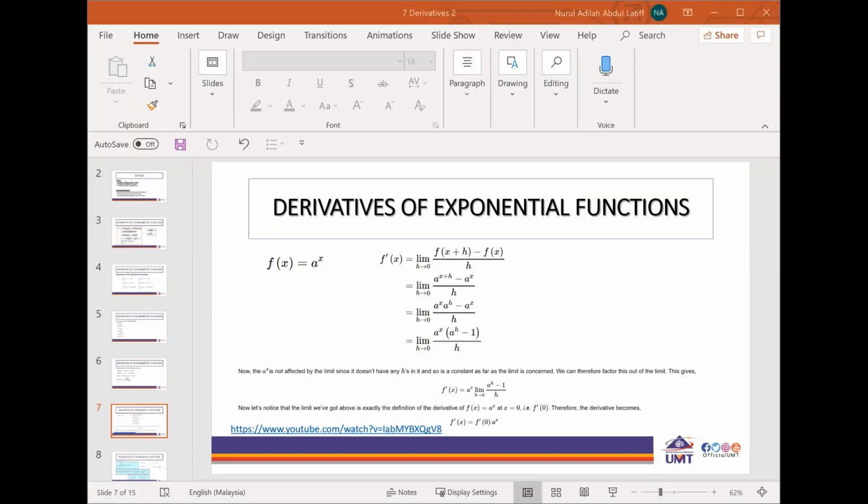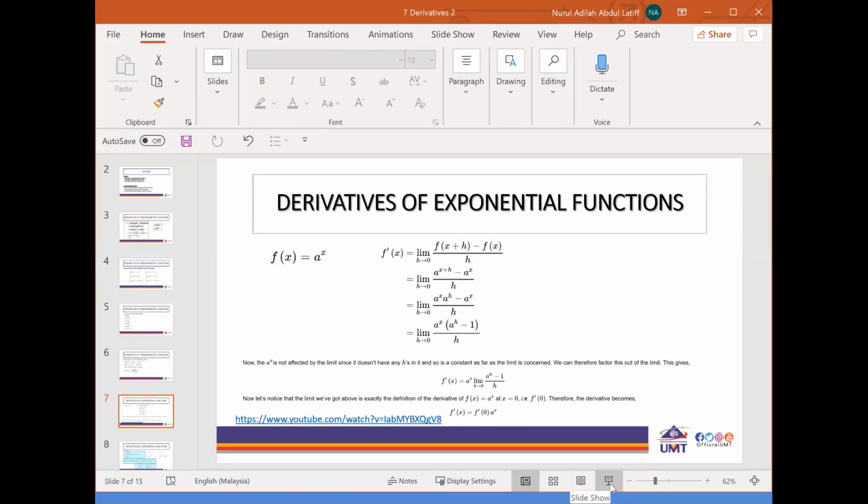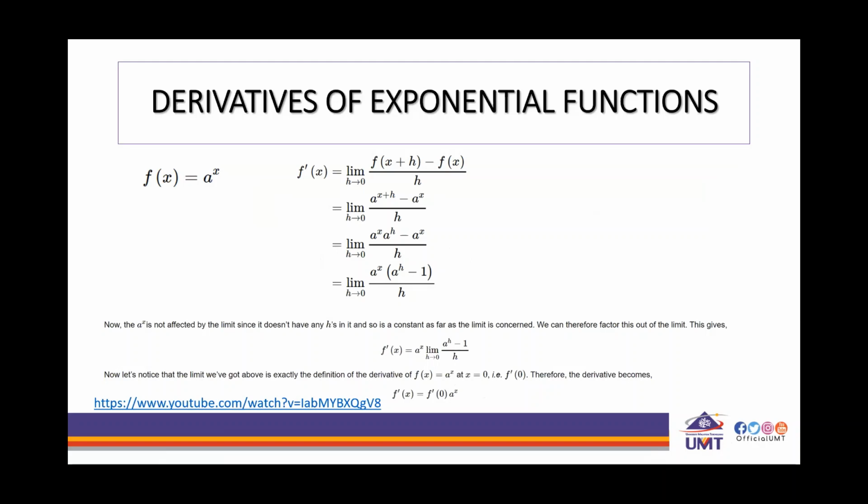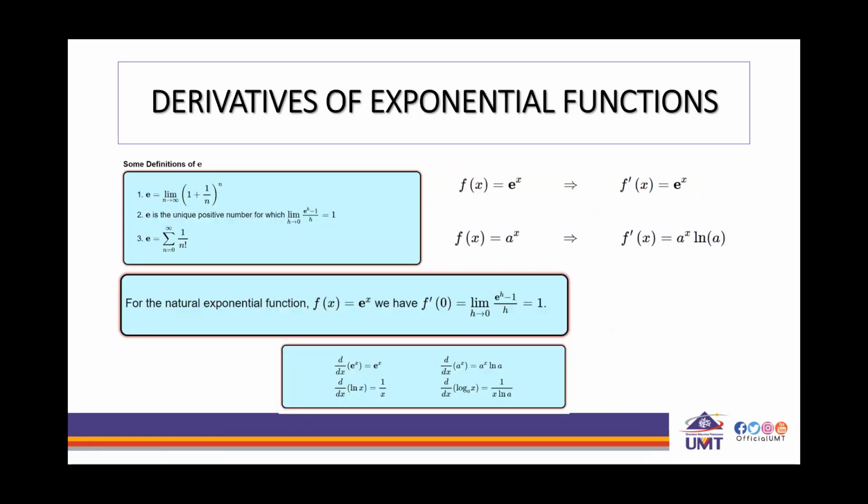Now I will share with you the continuation from just now: derivatives of the exponential function. So f(x) equals a to the power of x, so f prime x equals f prime 0 times a to the power of x. Alright, so derivatives of exponential function for epsilon.